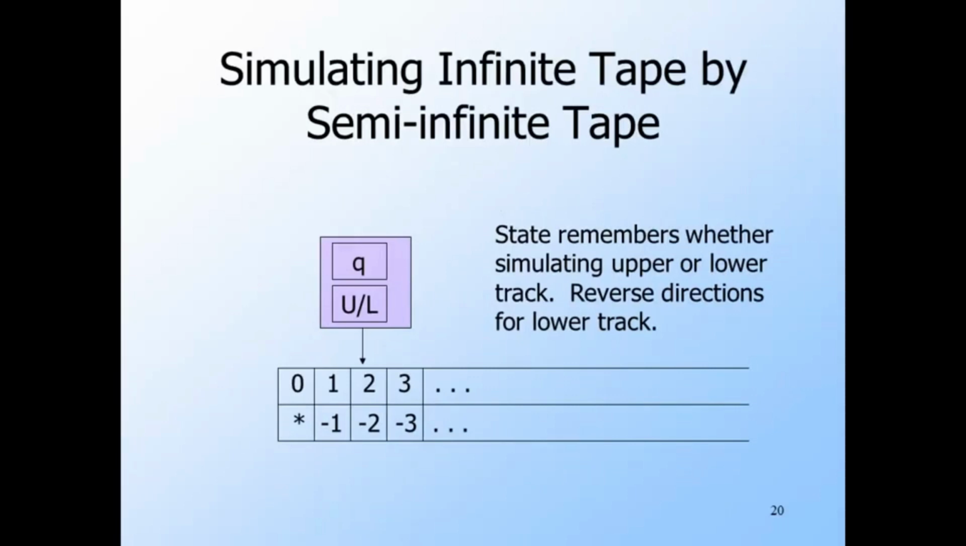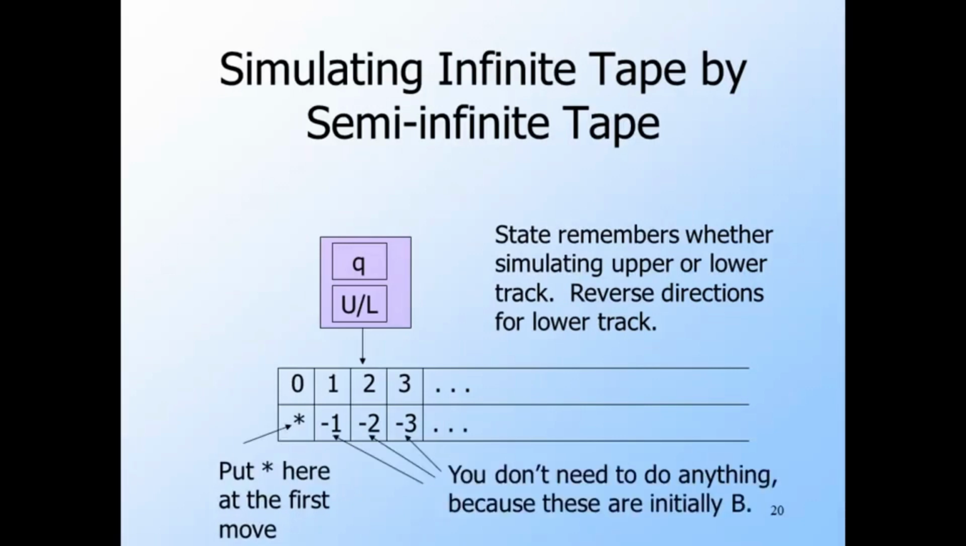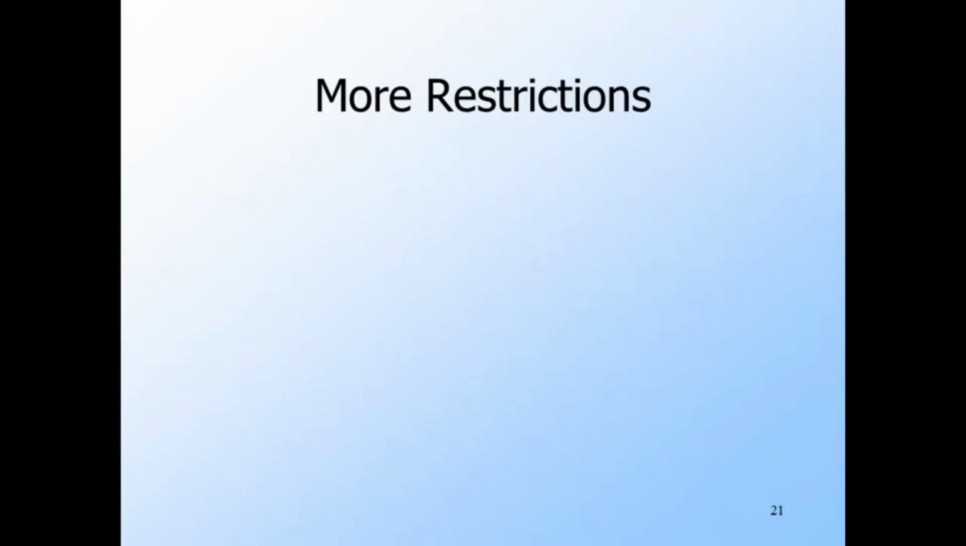When that bit is U, the new Turing machine moves its head in the same direction as the original, but if the bit is L, then it moves in the direction opposite to that of the original. At the first move, the marker star will be placed on the lower track. However, there is no need to modify the input symbols, since the negative positions of the original Turing machine initially hold blank, and we can treat each of the input symbols and the blank of the new Turing machine as if they had a second component that is blank. There are several other restrictions that are discussed in the text, but we're not going to cover them here.